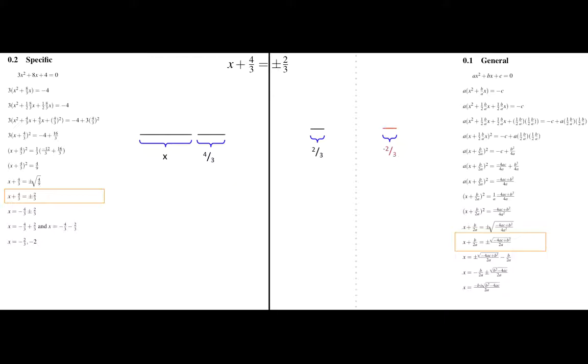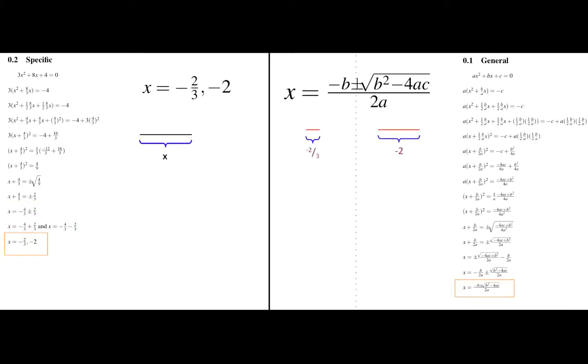Right. So as we look at that, we're still trying to get the x by itself, so we break up the x from its 4/3, and now I subtract that 4/3 on both sides. So now I have x by itself, and I have negative 4/3 plus 2/3, and I have negative 4/3 plus negative 2/3. So that gives me the solutions of negative 2/3 and negative 2. So those are the solutions for my particular specific problem that we see on the left.